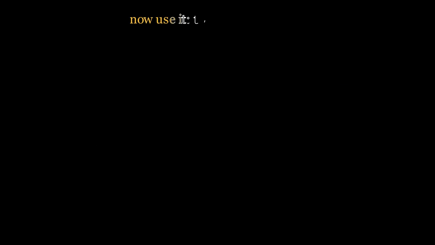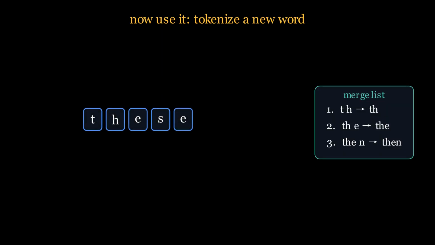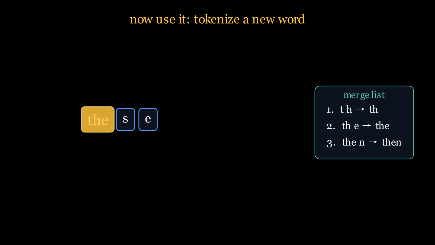Training's done. Now let's actually use it. Take a word the tokenizer never saw in training, these. First break it into characters, THESE. Then walk down the merge list in order and apply every rule that fits. Rule 1, TH fires. Rule 2, the E fires. Rule 3 needs the N. There's no N, so it's skipped. Done. These is 3 tokens, the SE.